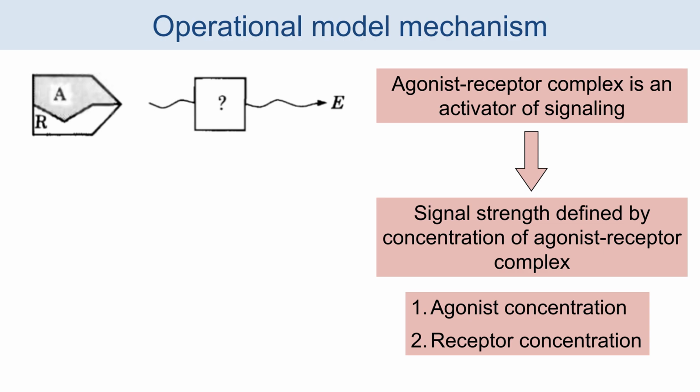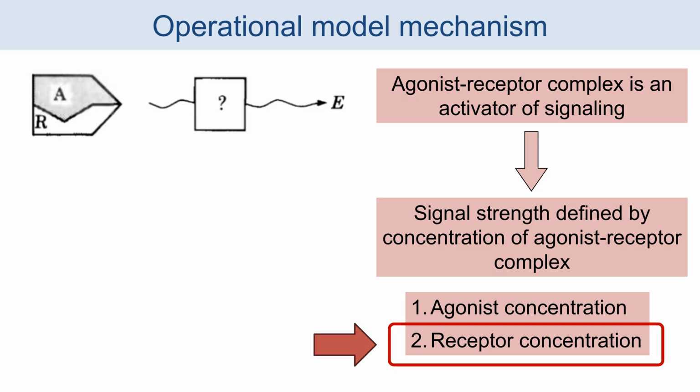The agonist-receptor complex is comprised of the agonist and the receptor, so the concentration of the complex is dependent on the concentration of both components, the agonist and the receptor. This simple logic leads us to a basic conclusion about how GPCR signaling behaves. The strength of the signal is dependent on the concentration of the receptor. This is what we observe in our experiments.